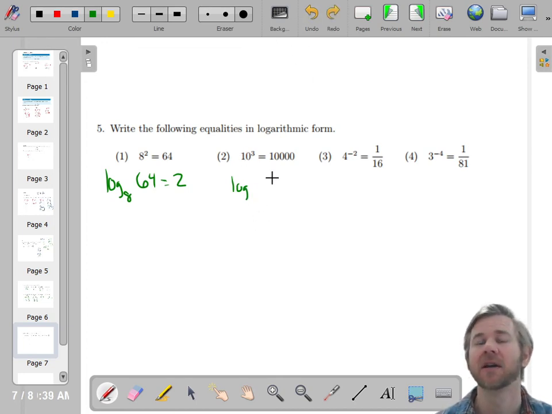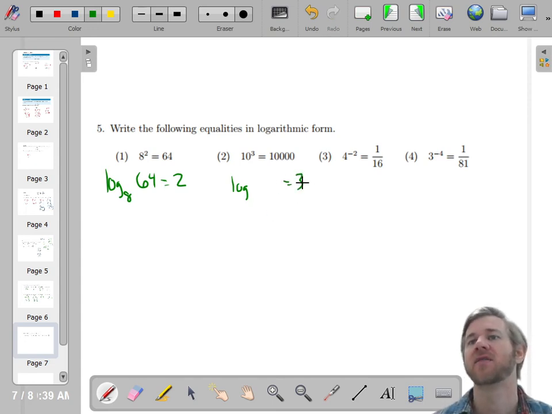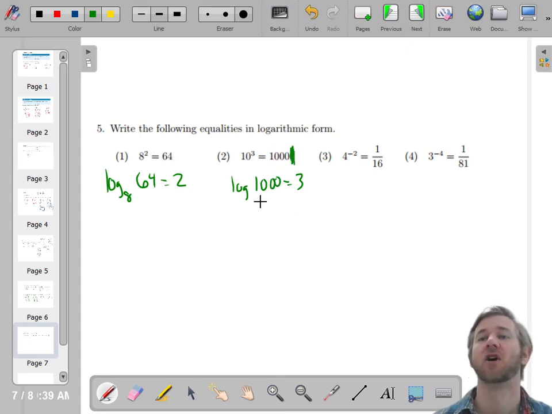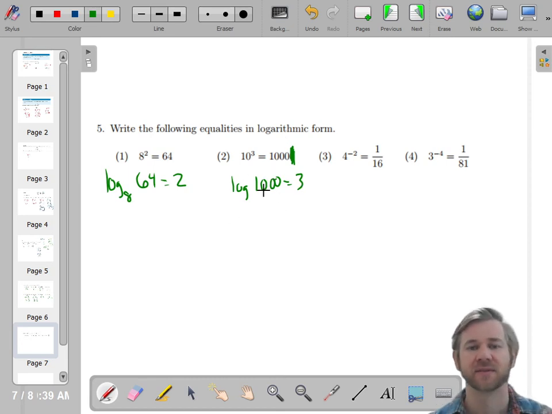It's the common log. So I'm just going to say the log of 10 to the third is, wait a minute. No, it's not. This is just wrong. Let's make this, there's too many zeros there. There. The log of 1,000 is 3. Count the number of zeros. There's 3 zeros, so the log of 1,000 is 3.